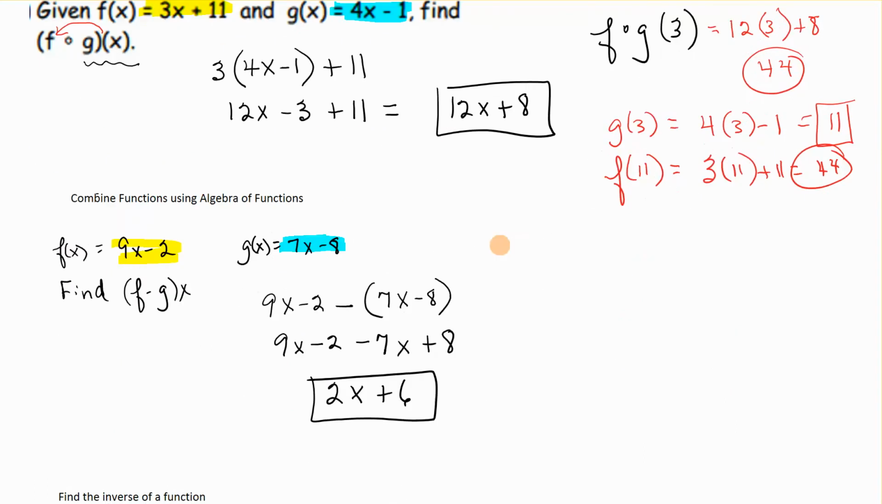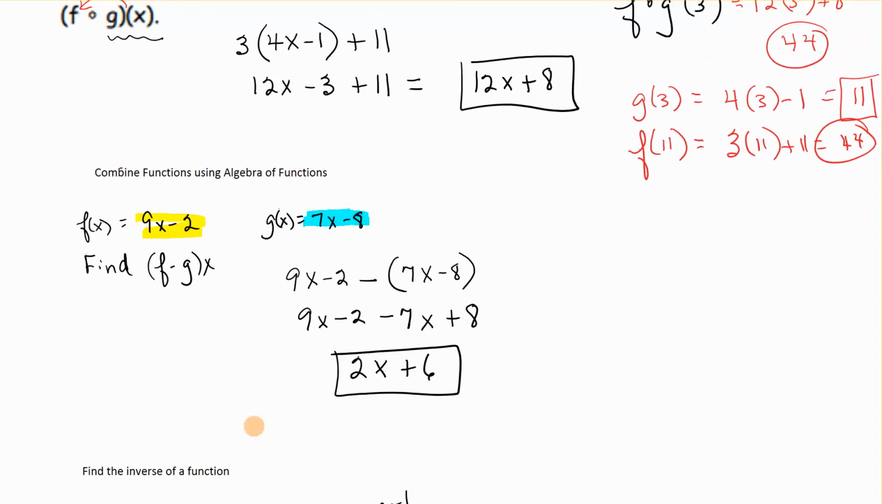You also might be asked to do something with the algebra of functions, given two functions and find f minus g, and you literally subtract the functions. You have to be careful. You want to write 9x minus 2, subtract, put this in parentheses. When you take the parentheses off, remember that's going to change both those signs. So now you have minus 7x and plus 8, and we get this when we combine like terms.